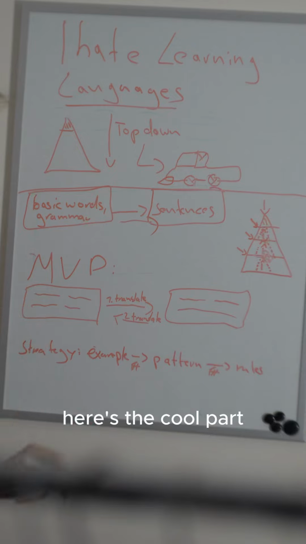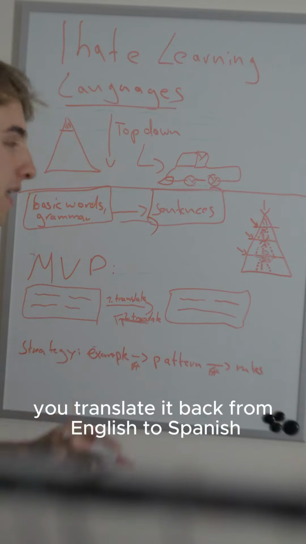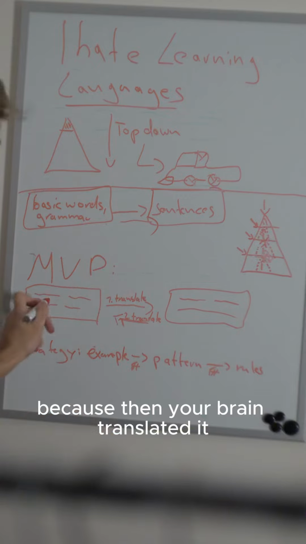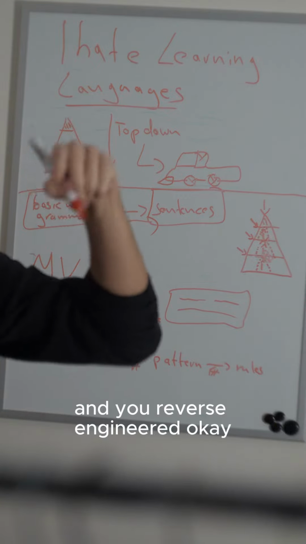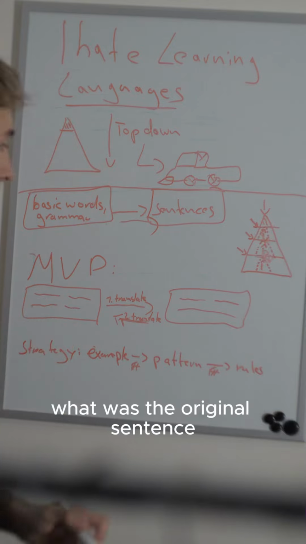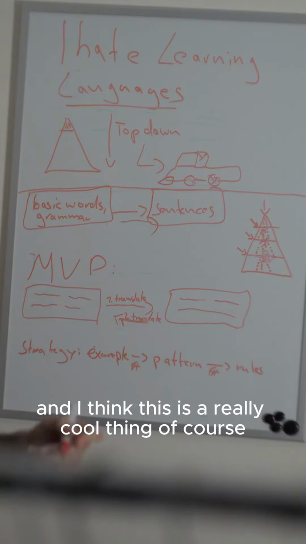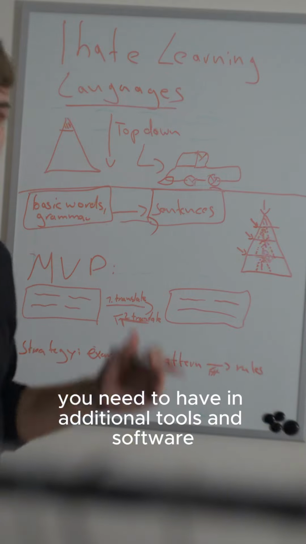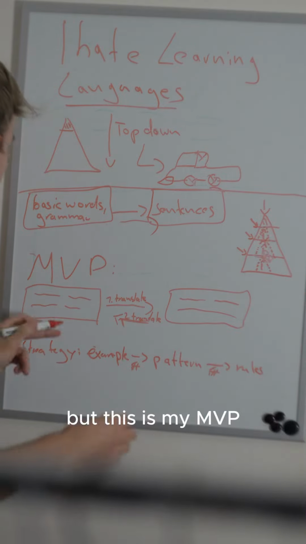Okay, here's the cool part. You translate it back from English to Spanish. Because then your brain translated it and you reverse engineered: what was the native sentence? What was the original sentence? And you translate it back. And I think this is a really cool thing. Of course, you need additional tools and software, but this is my MVP.